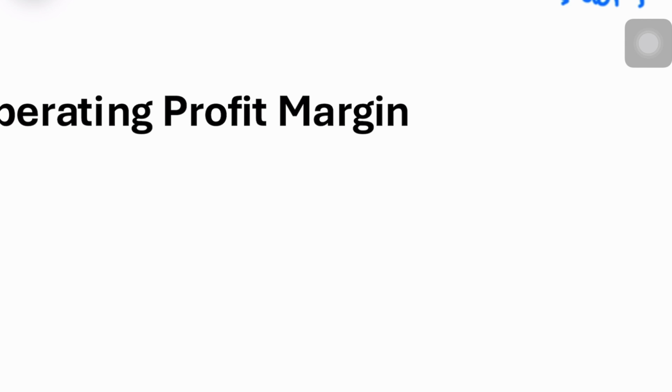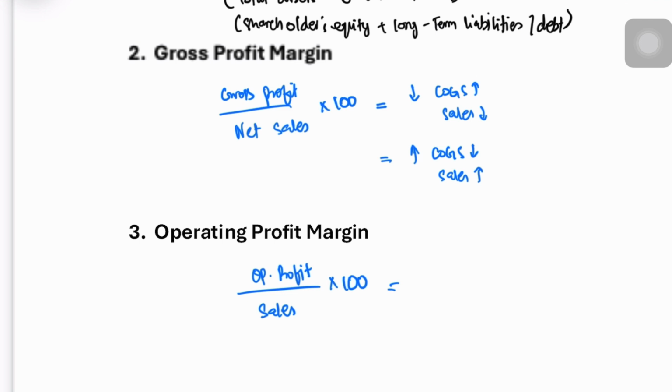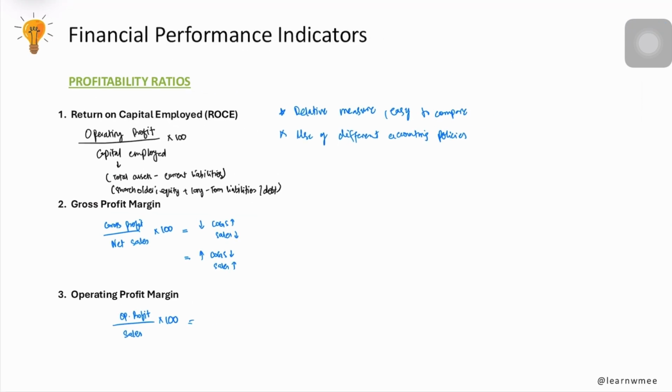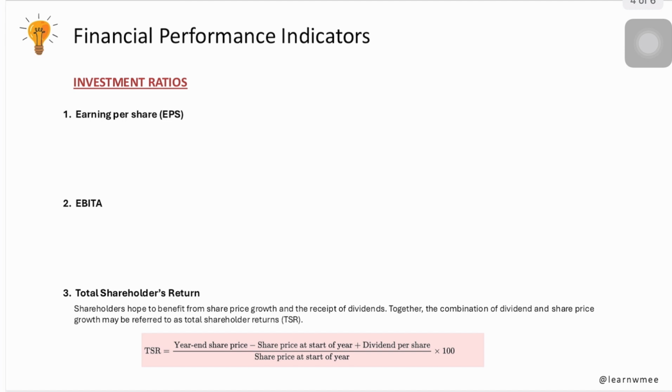Operating profit margin is also very simple. It's your operating profit upon your sales into 100. So these both measures are relatively very simple. If you are being asked to calculate, you can easily calculate these measures. I think there's nothing more to these profitability ratios. I'll move on to investment ratios.